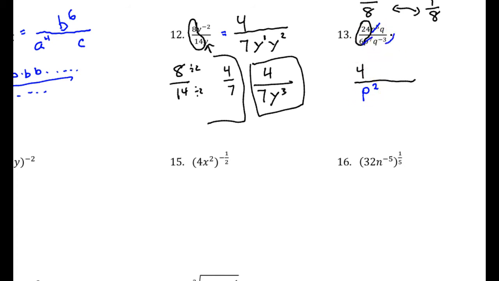And again, a negative exponent, we're going to move that to the top. So that's q to the third, positive 3 power. Once I move it, it turns into a positive. Since that's a q by itself, it's q to the 1. So we have a q to the 4th power. So 4q to the 4th over p to the 2nd.